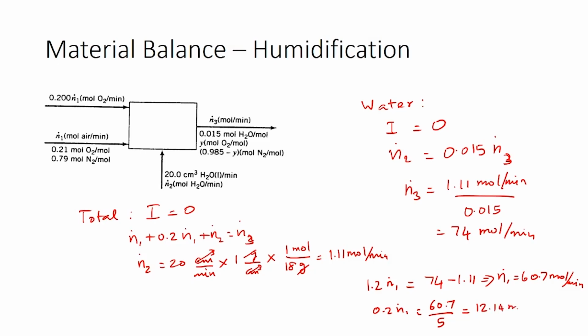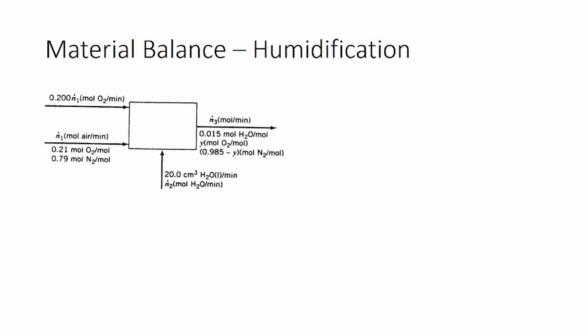12.14 moles per minute. So, now we have calculated the flow rates of each of the streams. We can fill that information into the flow chart. We have the flow rate of air, which is 60.7 moles per minute. We have the flow rate of water, which is calculated as 1.11 moles per minute, and we have the flow rate of humid air leaving the system as 74 moles per minute, and the flow rate of oxygen entering into the system would be 12.14 moles per minute.